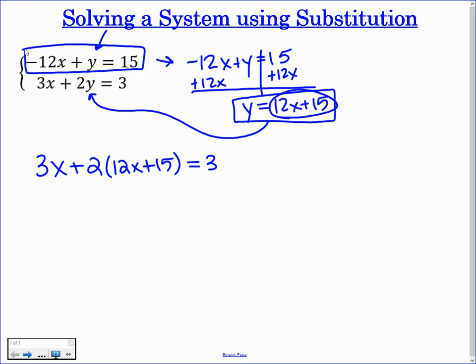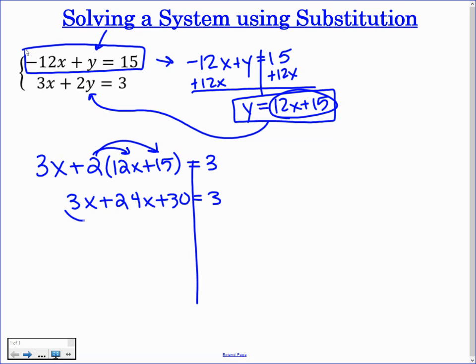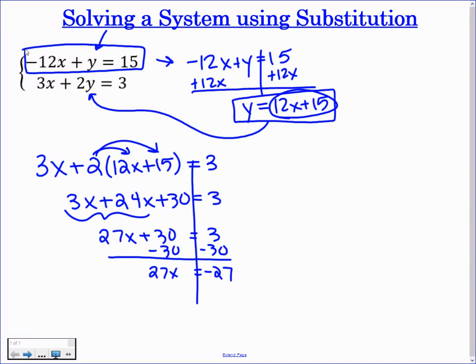Now if we look at our equation, we no longer have any y's, which means we can get a numerical answer for x. So let's continue to simplify. Next we'll do the distributive property: 3x plus 24x plus 30 equals 3. Let's combine like terms here. This becomes 27x plus 30 equals 3. Subtract 30 to isolate x, and we have 27x equals negative 27. Last step, divide, almost done. And we have x equals negative 1.